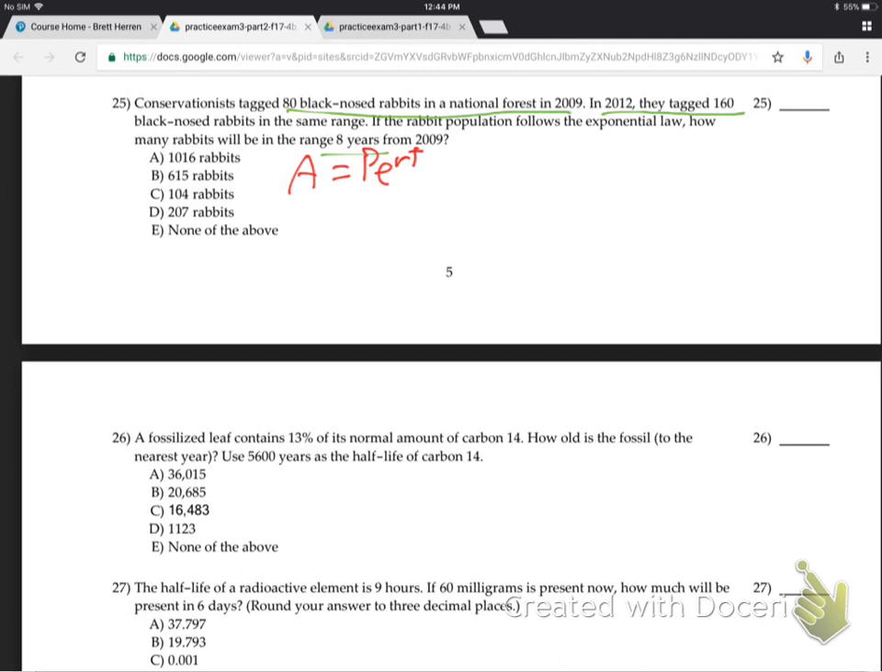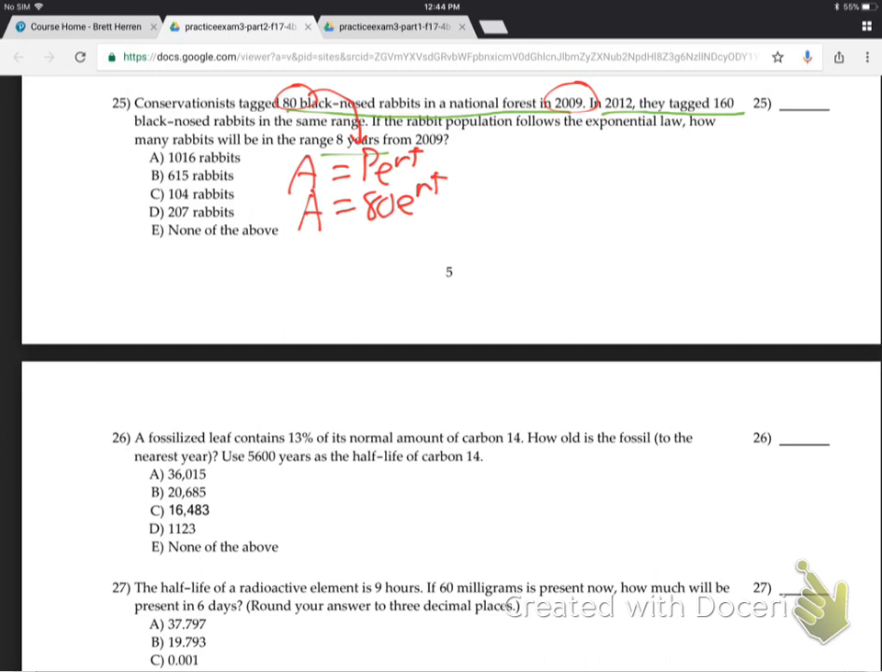All right, so here we go. What do you do with that 80? Where's the 80 go? That's our P0, right? That's the initial amount. That's the amount at first. So the 80 goes right there. That's the amount at the start.